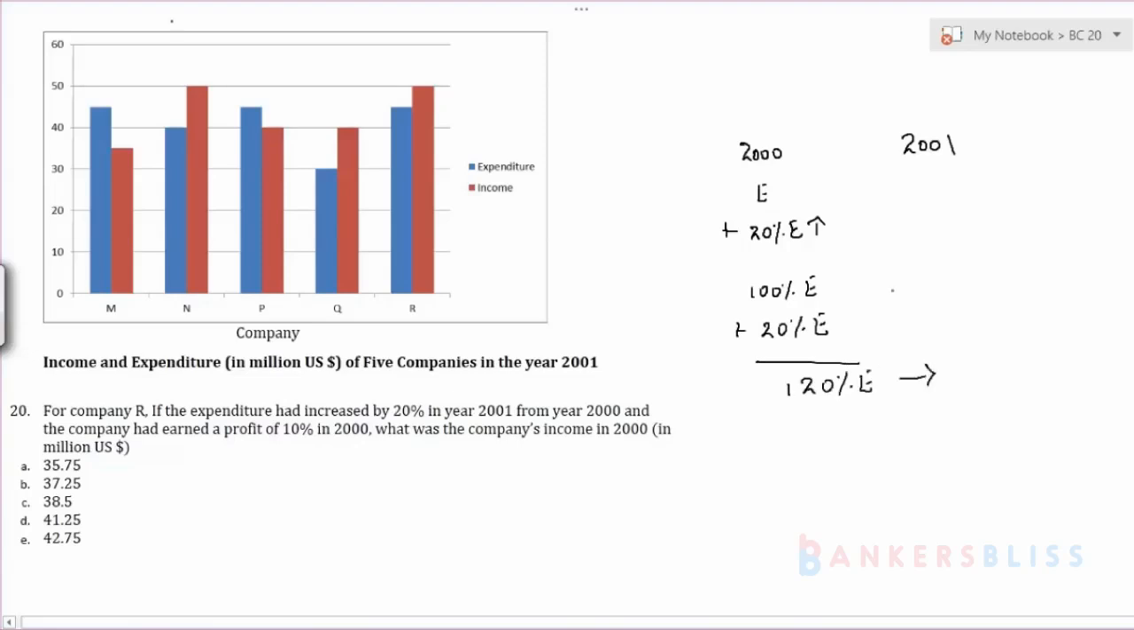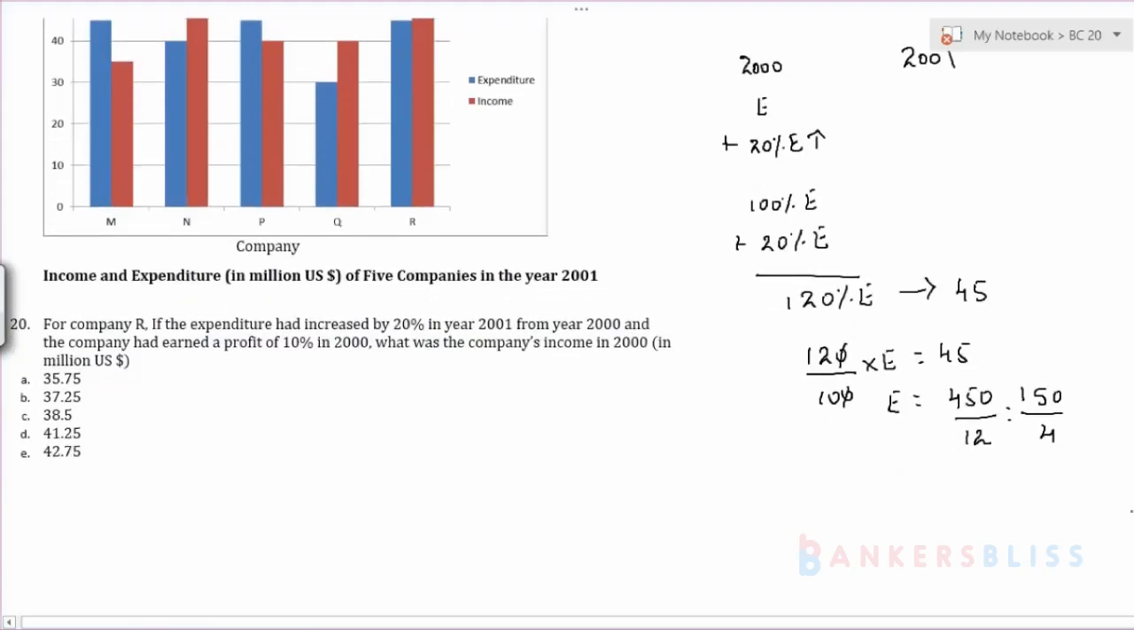So, in 2001 for company R, the expenditure is 45. So, 120 by 100 into expenditure is equal to 45. The 0 gets cancelled, expenditure is equal to 450 by 12. You cross multiply and get 450 by 12. Both are divisible by 3: 3 1s are 3, 3 5s are 15, 3 4s are 12. So, 450 by 12 is equal to 150 by 4, that is the expenditure.